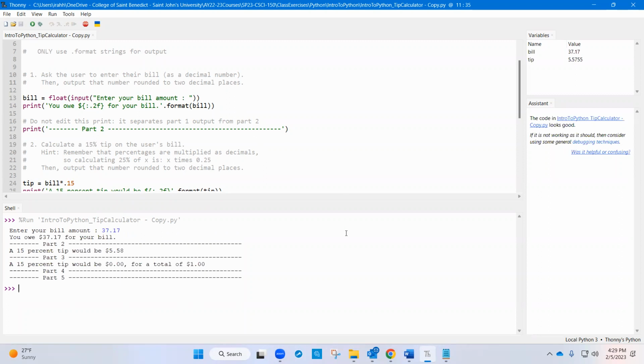I'm not 100% sure, but you could actually use the shell part here as a calculator. You could tell it, okay, what is 37.17 times 0.15? Okay, it's 5.58, roughly speaking, which is exactly what we got. So the answer is correct.